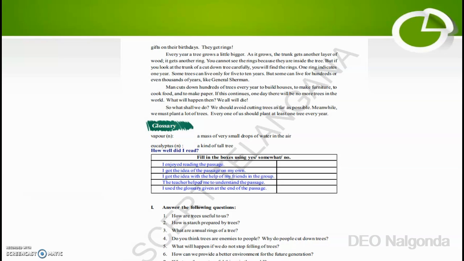So do you think the trees are enemies to the people? No, trees are friends to the people. So why cut down the trees? Please do protect the trees. So please do stop felling the trees. And if you want to provide a better environment for the future generation, please do protect nature by planting the trees, by protecting the trees and growing greenery day by day.